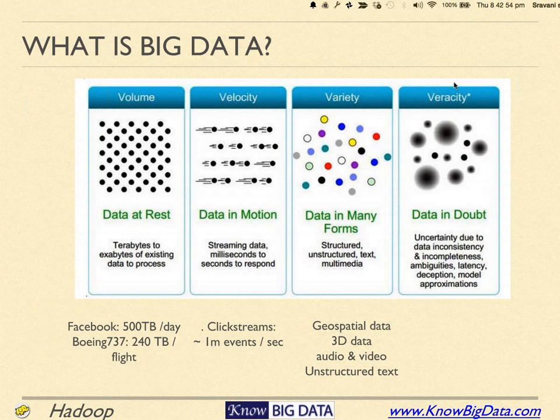Now, fourth is veracity. The term is very absurd, but let me try to describe it to you. Veracity as a term means the data resulting due to confusion, the data in doubt. Whenever you deal with a lot of data, you basically end up having a lot of intermediary data or data from multiple sources.